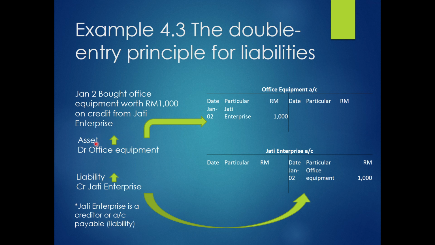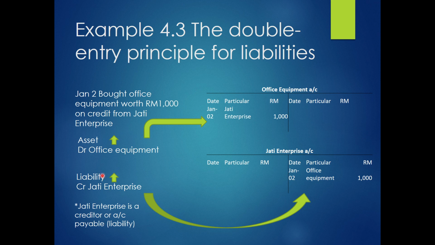First effect, asset office equipment increase. Asset increase, debit. In the office equipment account, the entry will be made on the debit side, RM1,000. The date is 2nd January and the particular is Jati Enterprise.